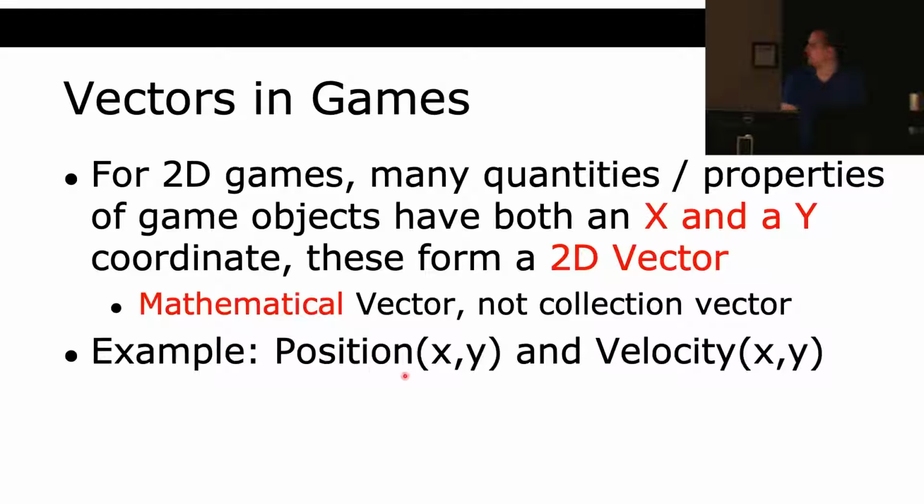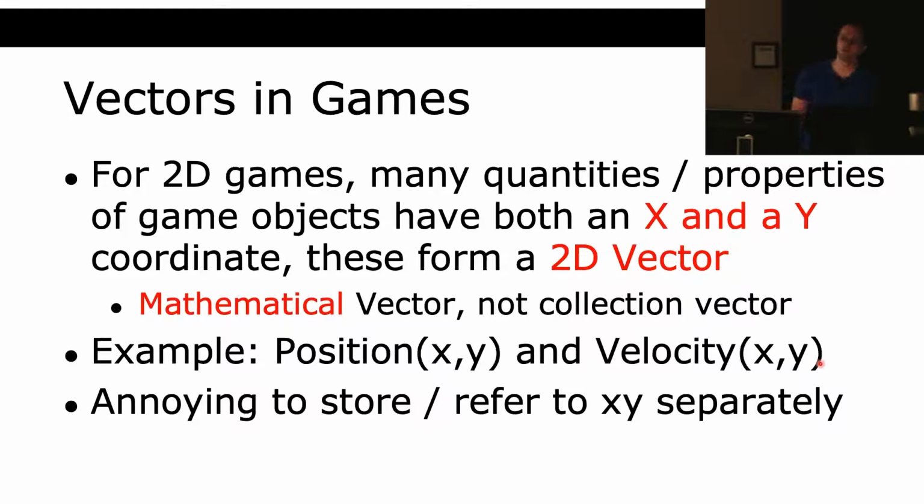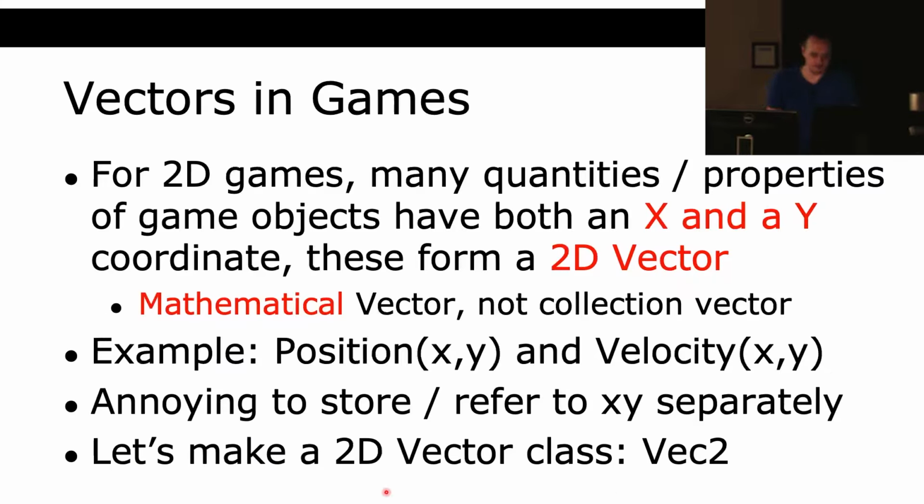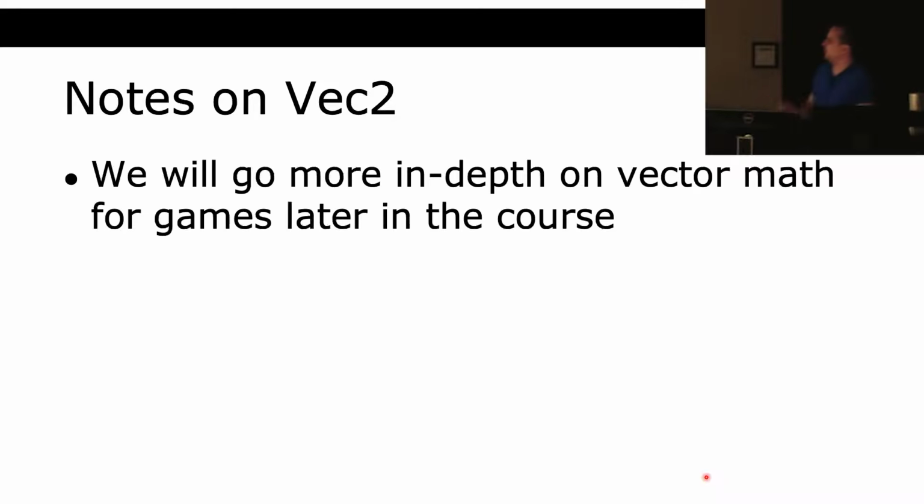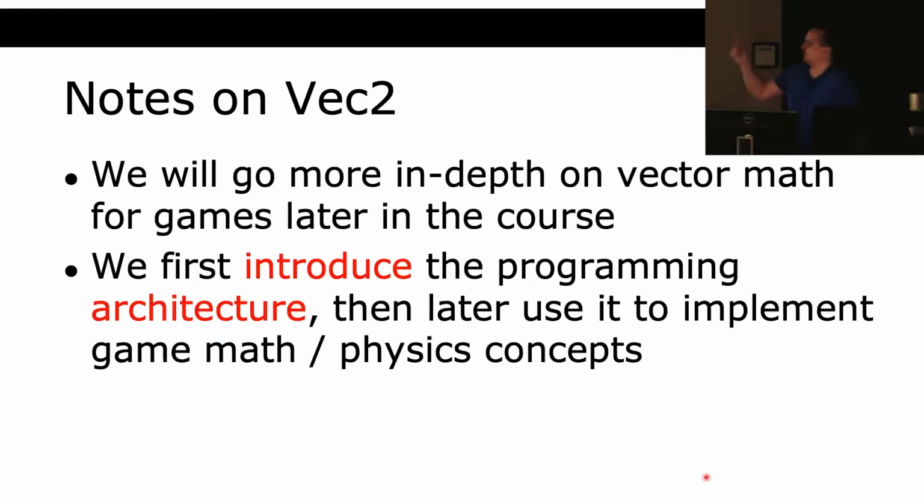So for example, we're going to have a position, which contains an x and y, and a velocity, which contains an x and y. And it's really annoying to have to store two of each variable. You wouldn't want a velocity x variable and a velocity y variable, a position x variable, a position y variable. That gets a little cumbersome. So we're going to make a class called vec2, and this vec2 is essentially just going to store an x and a y for us. We're going to go a lot more in depth on some vector math later in the course, but first we're going to introduce the programming architecture that we're going to use, and later use that architecture to implement the game math and the physics context.